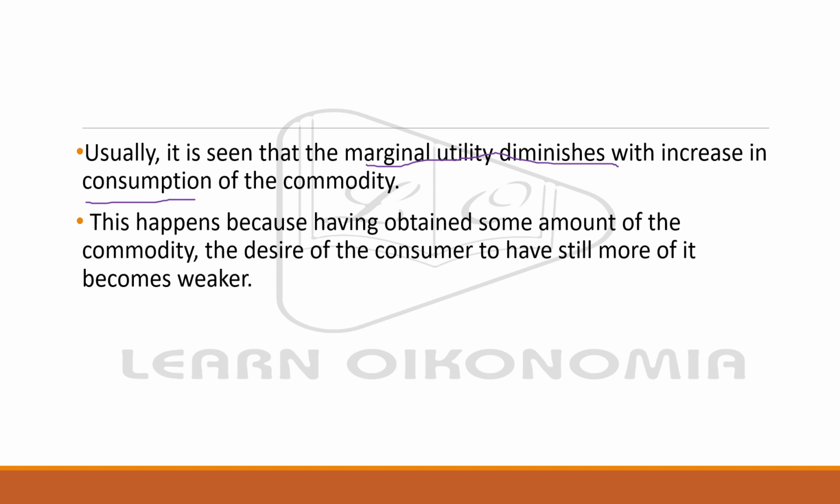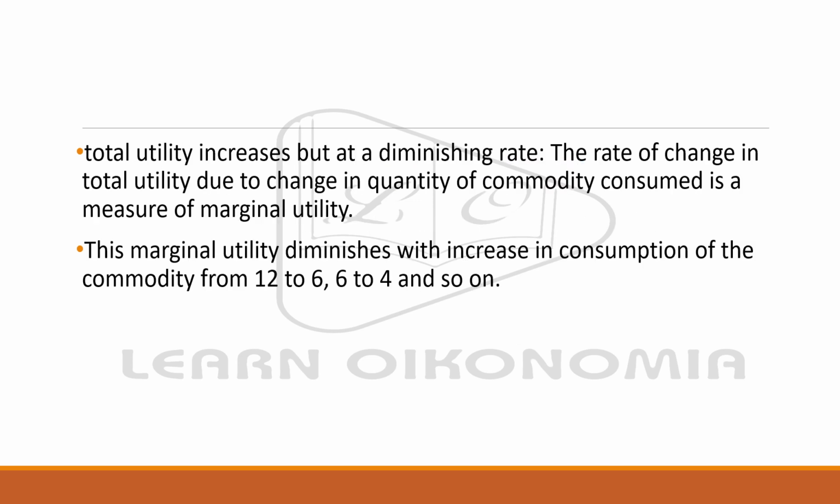Then if you move from the second unit of consumption to the third unit of consumption, MU would again fall. And this is because having obtained some amount of the commodity, the desire of the consumer to have still more of that commodity would become lesser and weaker. And total utility is something that would be increasing, but how is it increasing? We could see that it is increasing at a diminishing rate, and it is for the same reason the marginal utility will be declining continuously.